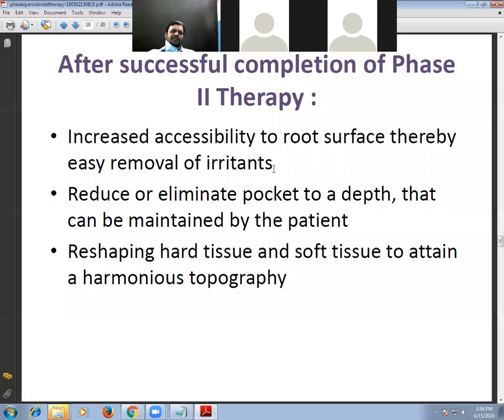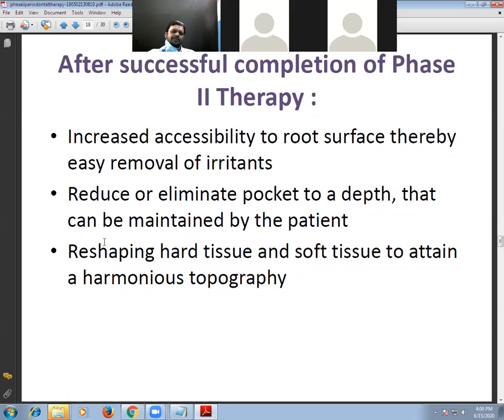So what are the advantages of performing phase 2 therapy? The outcome is there is increased accessibility to the root surface, thereby easy removal of your irritants like plaque and your calculus. Second one is there is reduction or elimination of pocket depth to a depth of normal sulcus that can be maintained by the patient. Also, you are reshaping your hard tissue and soft tissue to maintain a harmonious topography of your alveolar bone.